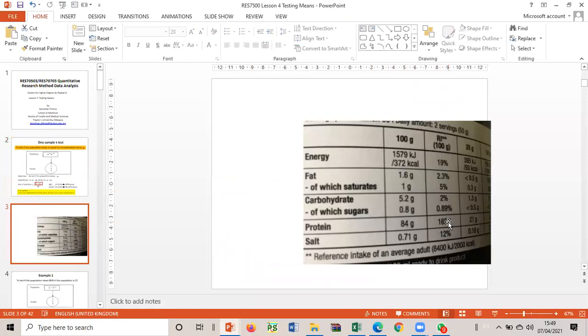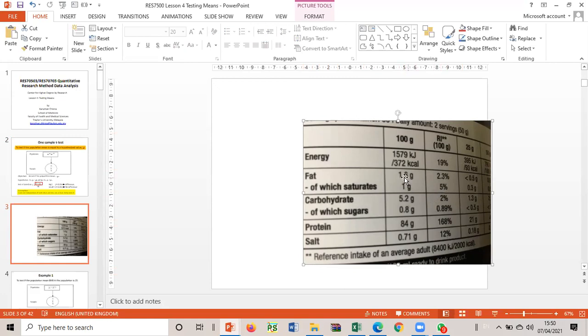Look at this now. Actually, what are these? Energy, fat, carbohydrate. When you buy some food item, this is a label. The ingredients on the label, how many calories, fat, all this. This one says the fat content is only 16 gram. Are you sure it's only 16 gram? Do you think it can be more than 16 gram? What's your concern, less than 16 gram or more than 16 gram?